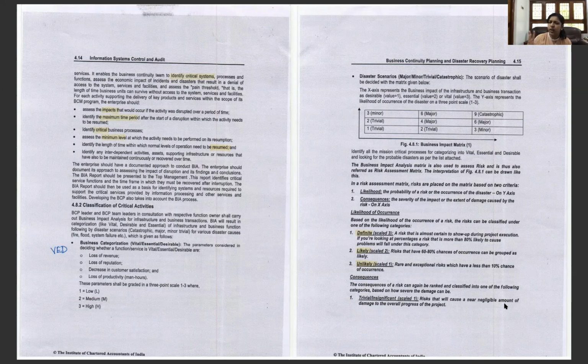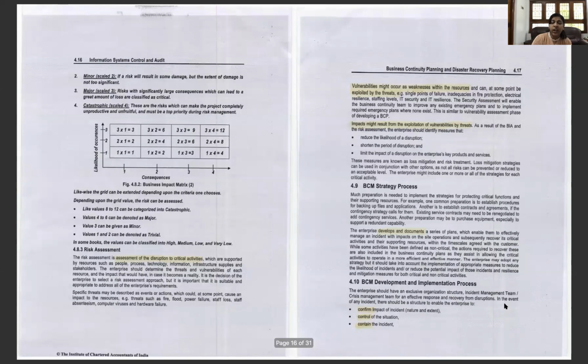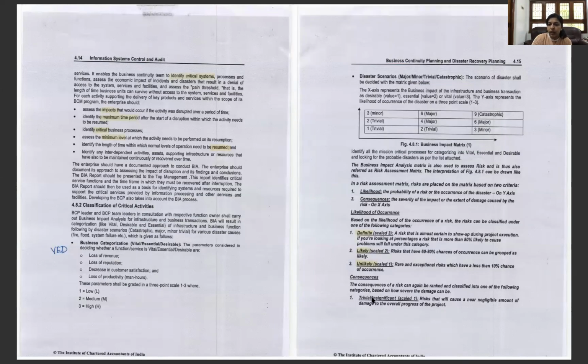Okay, the losses are very minimal and we can rectify them. It is not mission critical. And the next one is minor. It results in some damage, but the damage is not too significant. First one is trivial. Trivial is a negligible amount.